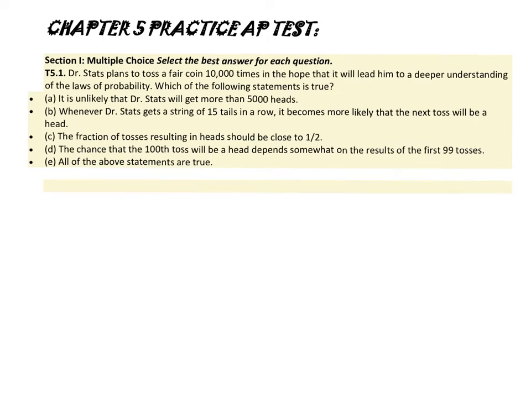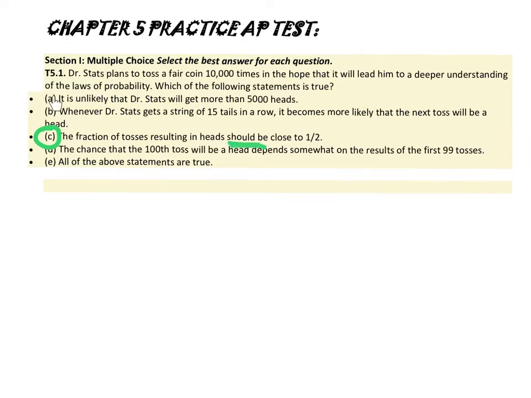Let's look at the Chapter 5 review questions and their solutions. Number 1, Dr. Stats plans to toss a fair coin 10,000 times in the hope that it will lead him to a deeper understanding of the laws of probability. Which of the following statements is true? The correct answer here is letter C, that the fraction of tosses resulting in heads should be close to 1/2.